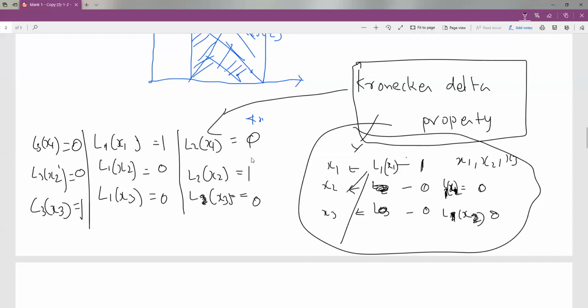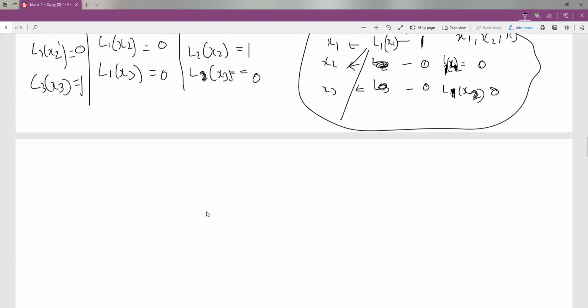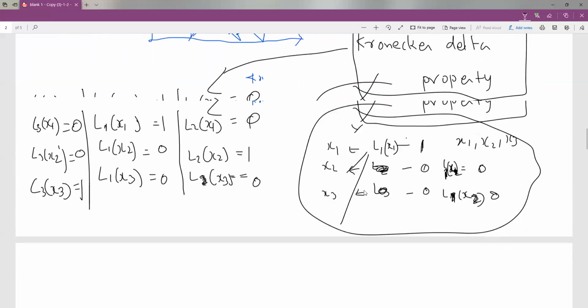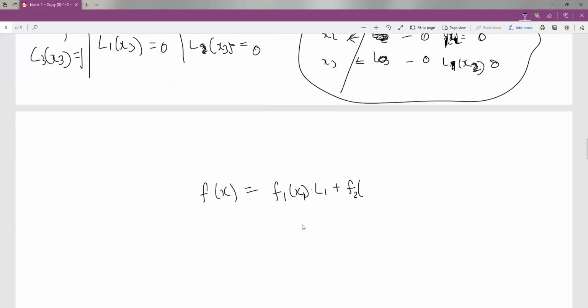So for the second order Lagrange interpolation function, of course, the total summation will give you f of x equals f of x1 L1 plus f of x2 L2 plus f of x3 L3.